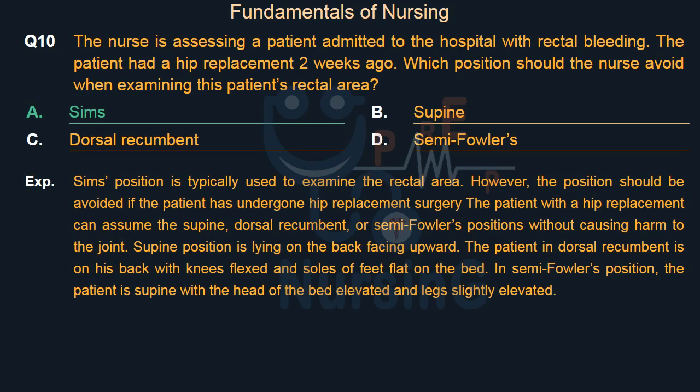Sims. Sims position is typically used to examine the rectal area. However, the position should be avoided if the patient has undergone hip replacement surgery. The patient with a hip replacement can assume the supine, dorsal recumbent, or semi-Fowler's positions without causing harm to the joint. Supine position is lying on the back facing upward. The patient in dorsal recumbent is on his back with knees flexed and soles of feet flat on the bed. In semi-Fowler's position, the patient is supine with the head of the bed elevated and legs slightly elevated.